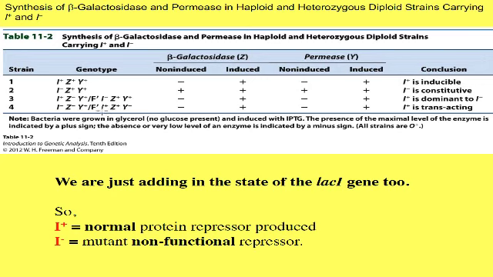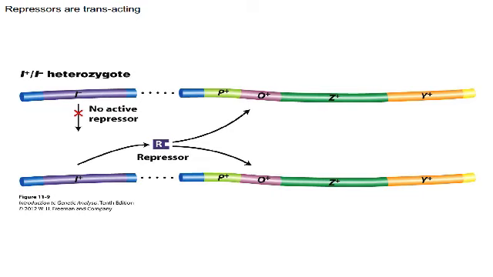So the plasmid version of the Lac repressor is produced in enough quantity to take over and cover both pieces of DNA. So we can say that the normal I plus is a trans-acting complement, a trans-acting factor. And I think on the next slide we can see that illustrated nicely here.